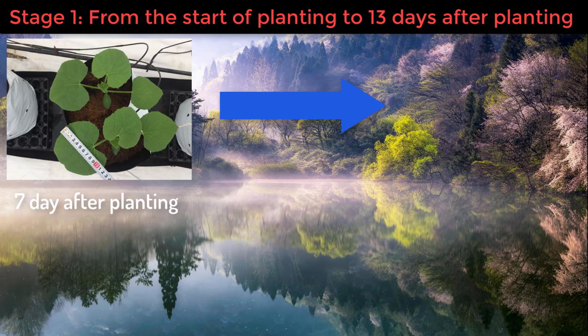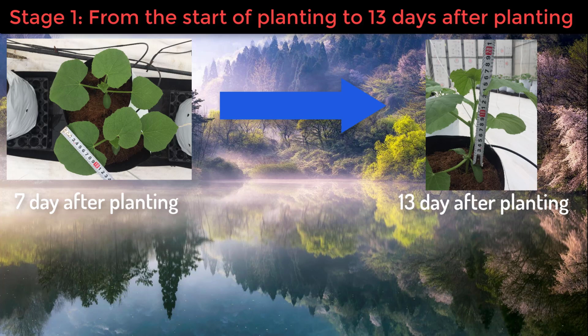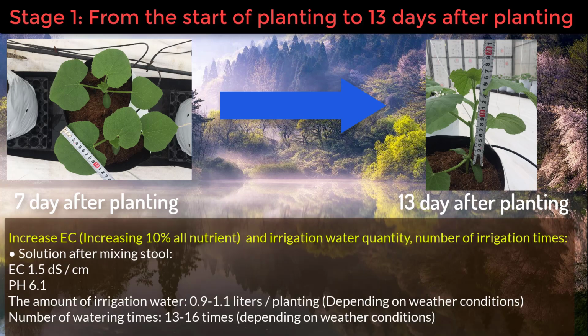7 days after planting to 13 days after planting. Increase EC, increasing 10% all nutrient and irrigation water quantity, number of irrigation times. Solution after mixing stool: EC 1.5, pH 6.1. The amount of irrigation water 0.9 to 1.1 liters per planting, depending on weather conditions. Number of watering times 13 to 16 times, depending on weather conditions.